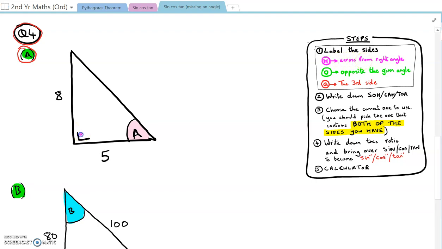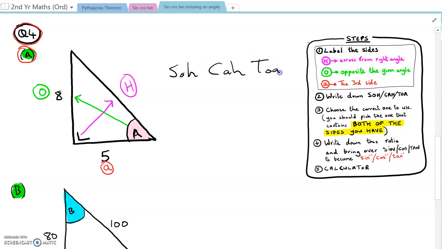Let's label, always label. This is H, it's across from the right angle. Where's our O going to be? It's going to be over here. O, it's across from the given angle. That's why I rubbed out B. I just pay no attention to it. I don't want to get confused. And then our third side is A, right? Write down the trig ratios. So, SOHCAHTOA. I like to put a box around them. Pick the one. It's got to be the one that contains both of the sides that I have.